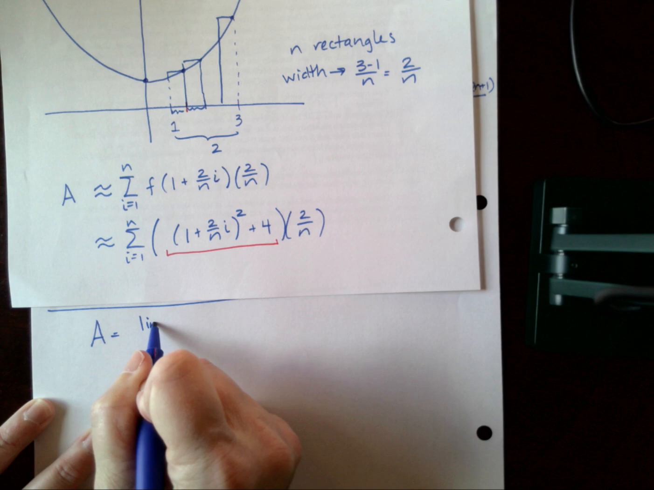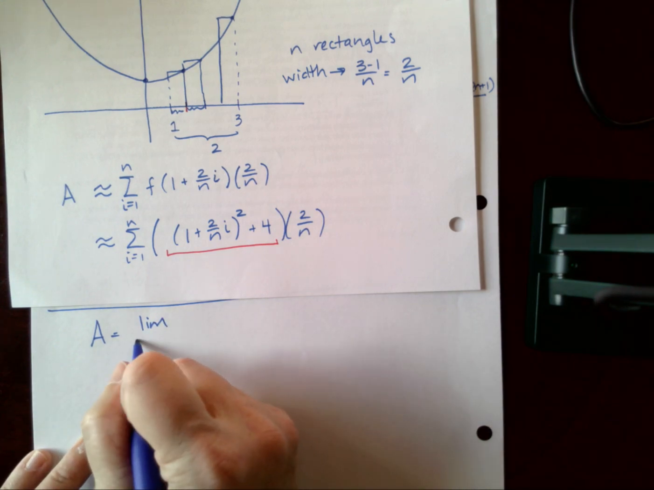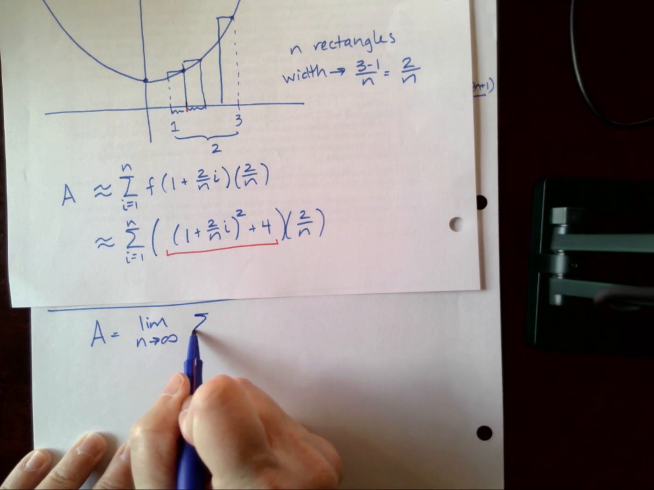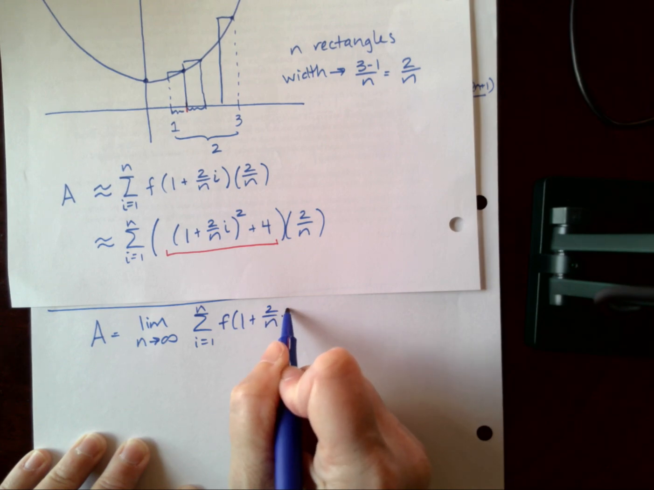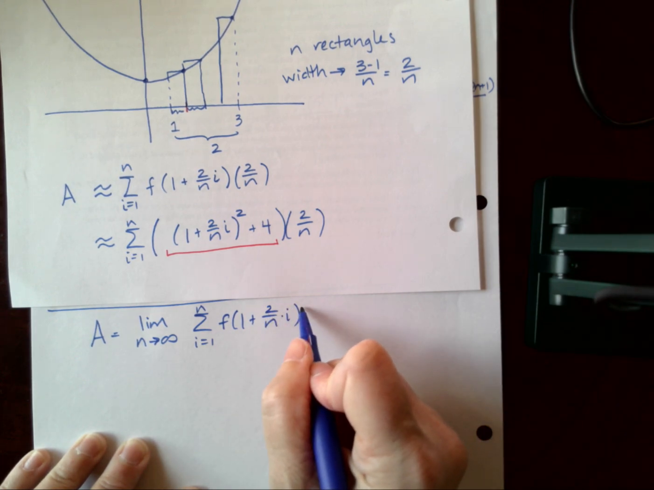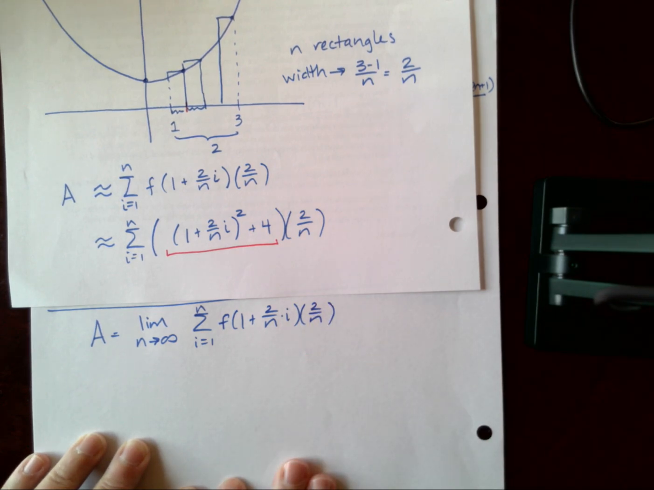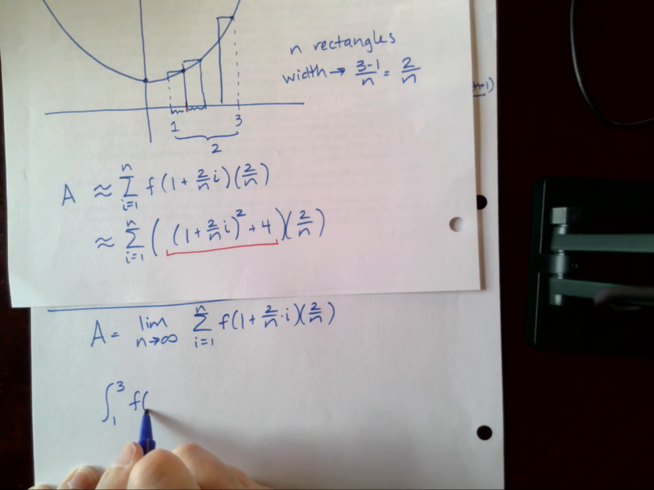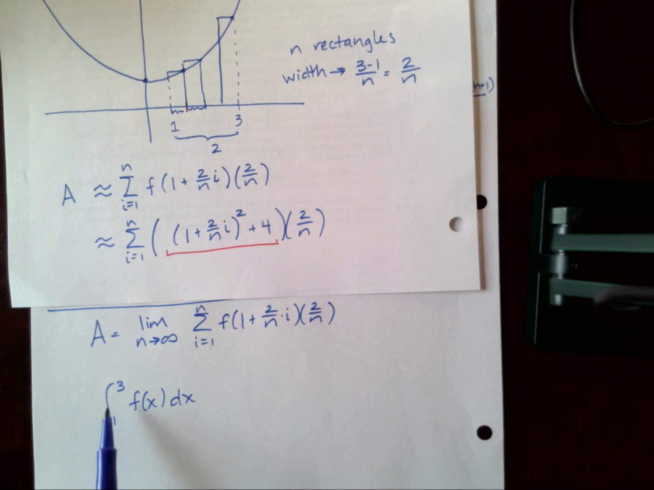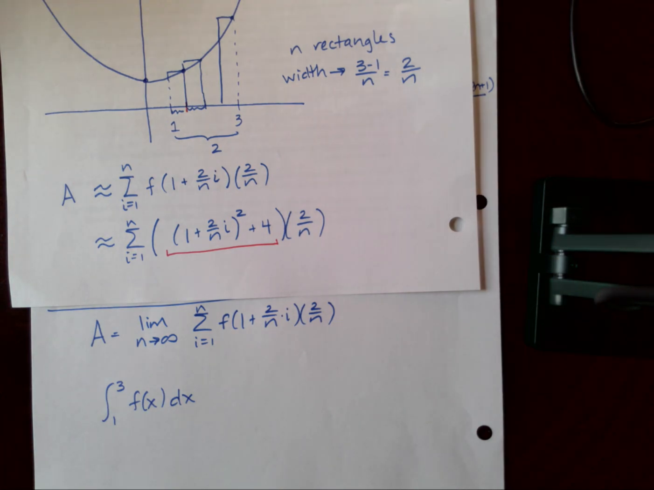with the limit notation. A is equal to the limit as n heads off to infinity of the sum, i equals 1 to n, f of 1 plus i sets of 2 over n times 2 over n. When we did the work that way, that gave us exactly the same thing as this did: the integral from 1 to 3 of f of x dx. If we took the antiderivative of f of x with respect to x, and then evaluated with a lower limit of 1 and an upper limit of 3, we got the same answer. So I think we need to know the correspondences here about what these mean.